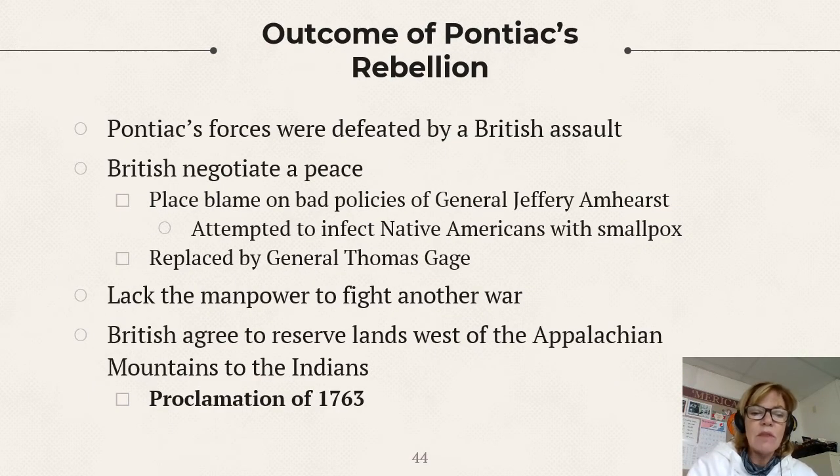All right. The outcome of this, Pontiac's forces were defeated by the British, and the British negotiated peace rather than continuing to fight. They do place all of the blame on Jeffrey Amherst, who was the commander at the time. And one thing that he had done, and this is debated by a lot of historians on whether he did or didn't, or if it was or was not successful.